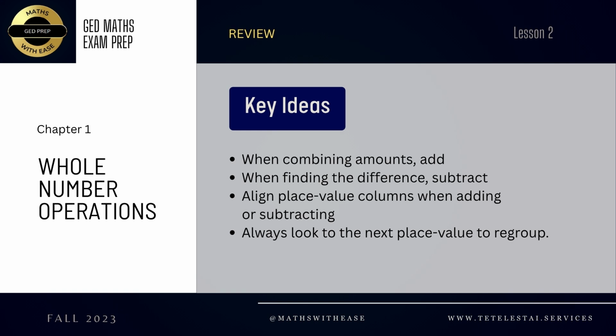So off to lesson 2 of chapter 1, which was on whole number operations. And the key idea to note here is that when you're combining amounts that involve addition and subtraction, the goal is to understand what the operation is asking you. So if the question is asking you to combine numbers, then you know that operationally you're being asked to add. If the question is asking you to find the difference between numbers, then you know that operationally you're being asked to subtract.